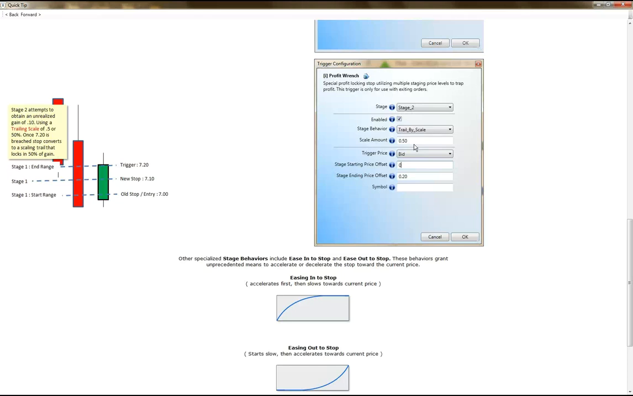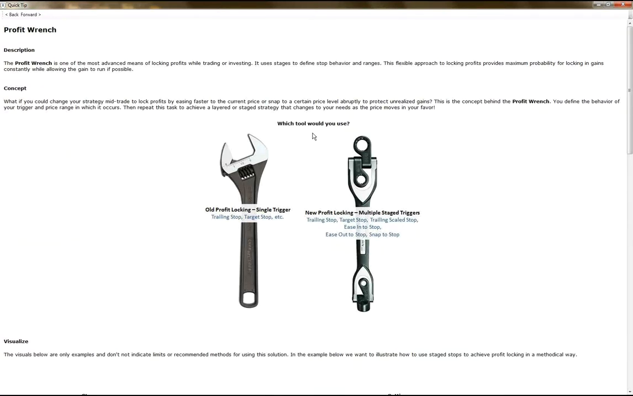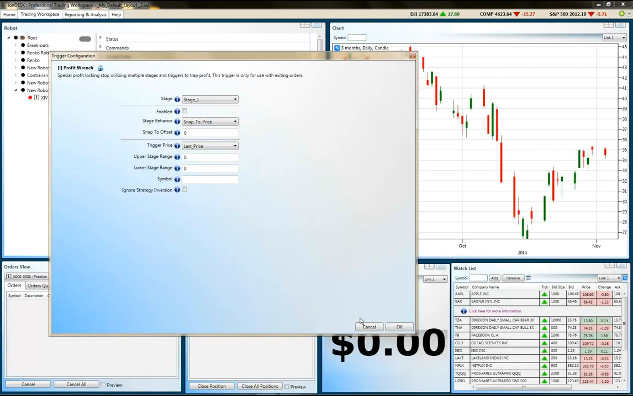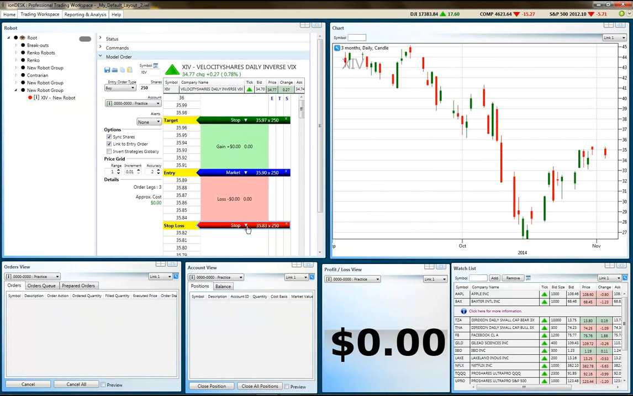But also with the profit wrench, we could have a third stage that says if we've got a gain of $2, then I want you to begin to trail. There's a lot of things you can do with that. You've got ranges, and then you've got behaviors of how you want your stop to behave. That's very powerful, in contrast to just a normal trail where it begins to trail up, but sometimes you need to give it room to breathe so it can go higher and you can capture even more profit.